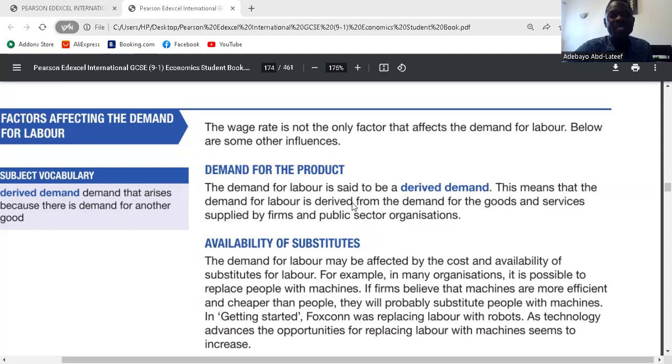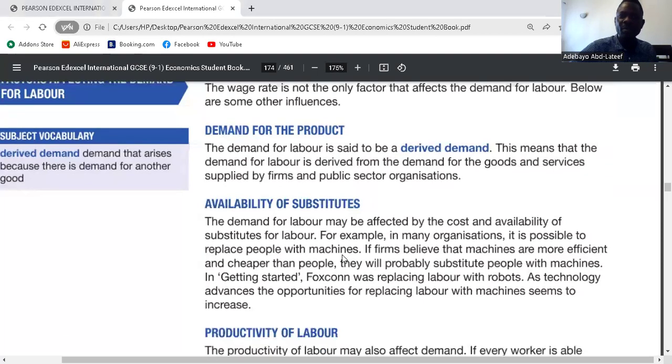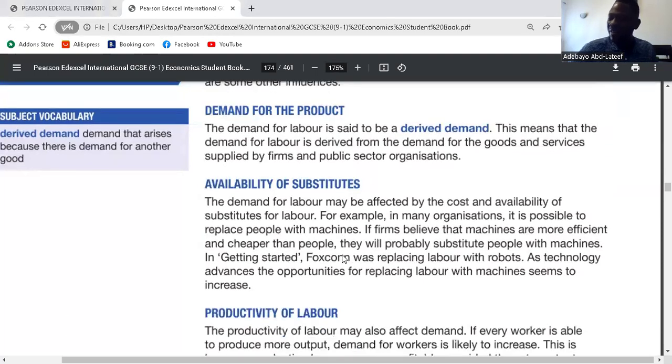So what are the factors that affect demand for labor? Number one, demand for the products. One thing is this: the demand for labor is always derived demand. It means workers are needed whenever they need to produce certain products. So I won't just employ you for nothing. I would have employed you because there's a job you have to do, which I have to pay for. So demand for the products will determine if we need more workers or not.